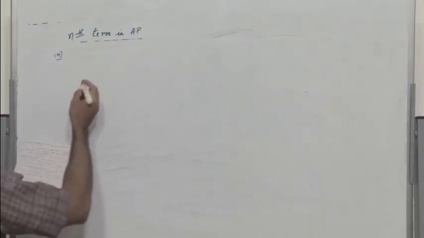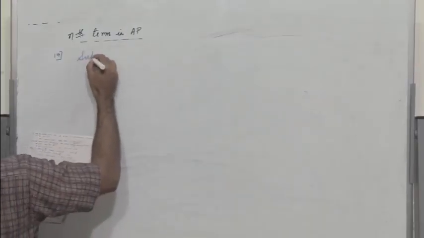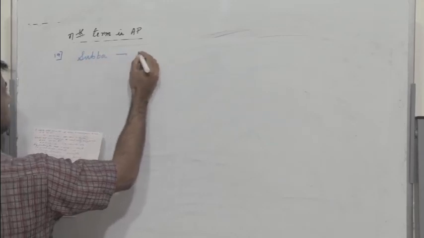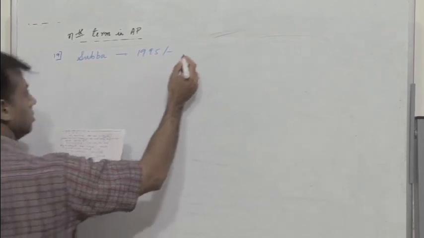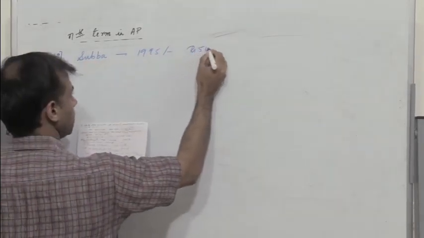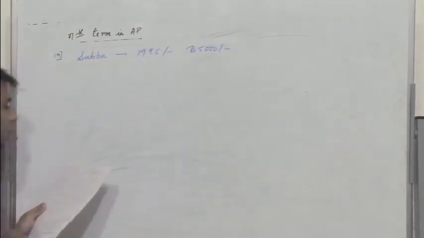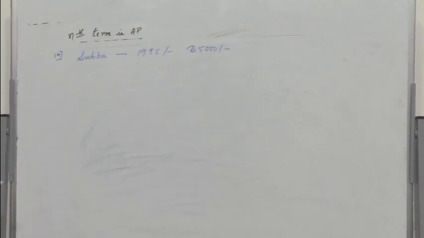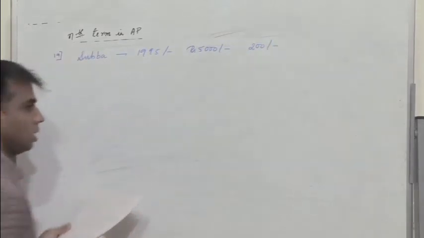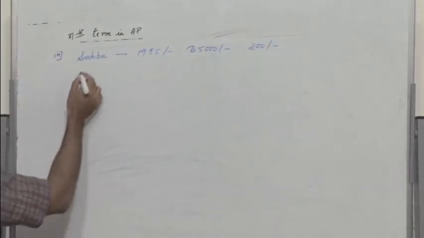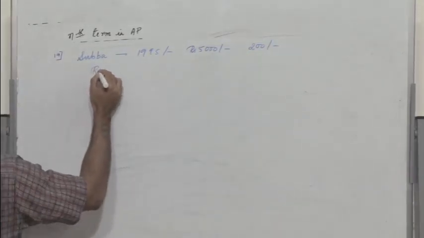Now problem 19, we have Subbarao, who started his work in 1995 with an amount of rupees 5,000. And he gets an increment of rupees 200 every year. So every year the increment is rupees 200. The question is, in which year will he get rupees 7,000?